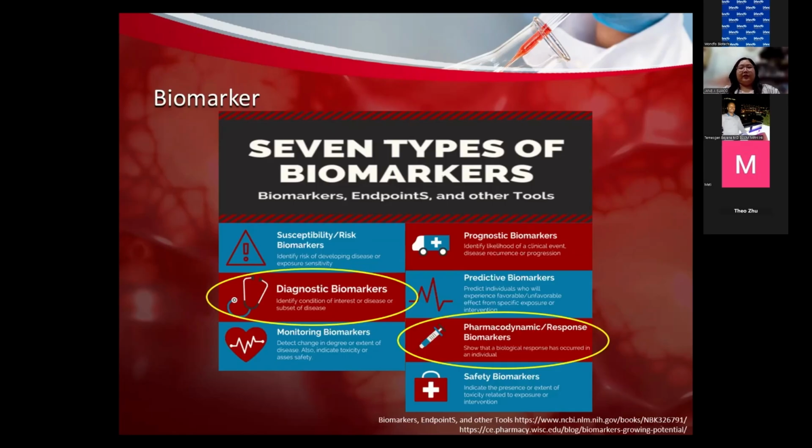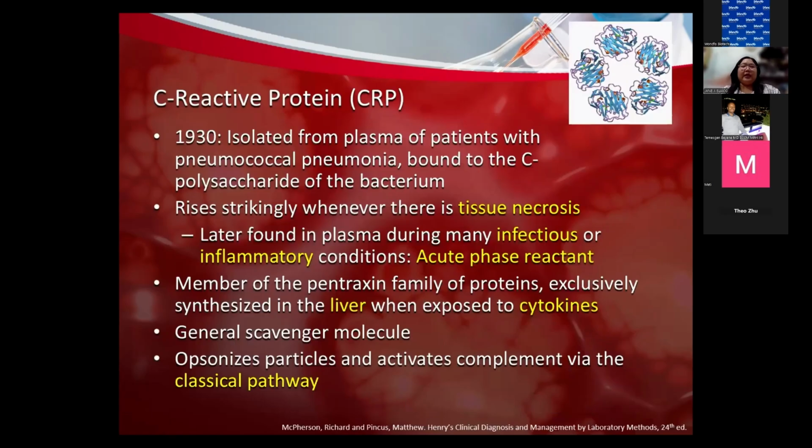As a history, it was first isolated in 1930 from the plasma of patients with pneumococcal pneumonia. CRP was so named because it binds to the C polysaccharide of the pneumococcus. It was found that CRP is present in the serum of patients with disorders other than pneumococcal infection, but that it rises strikingly whenever there is tissue necrosis.